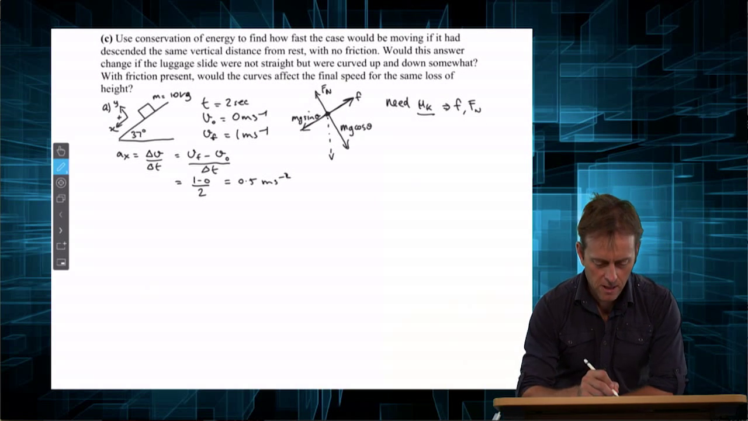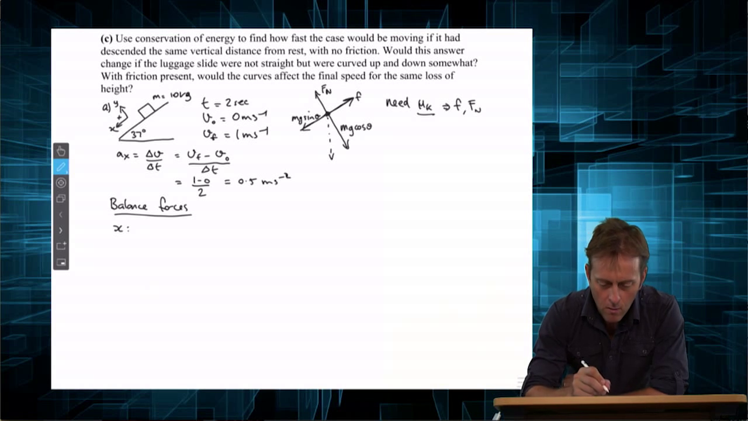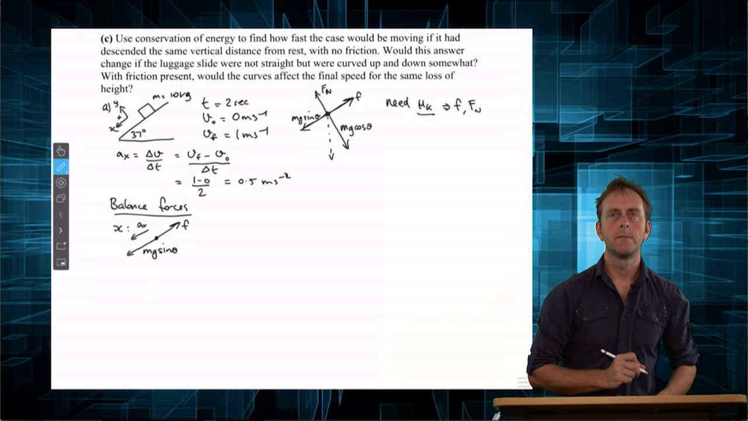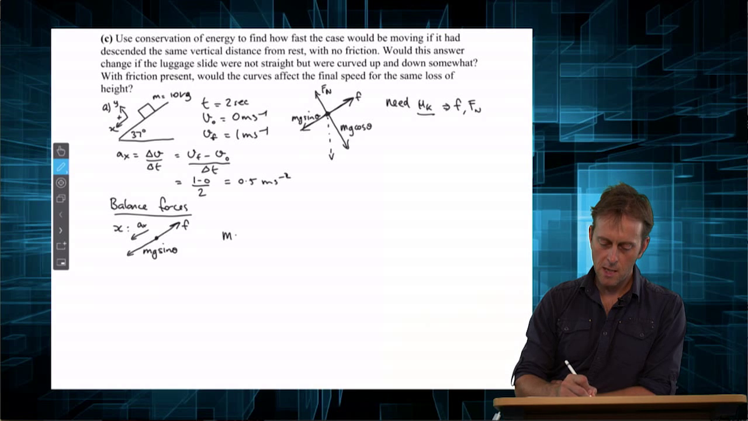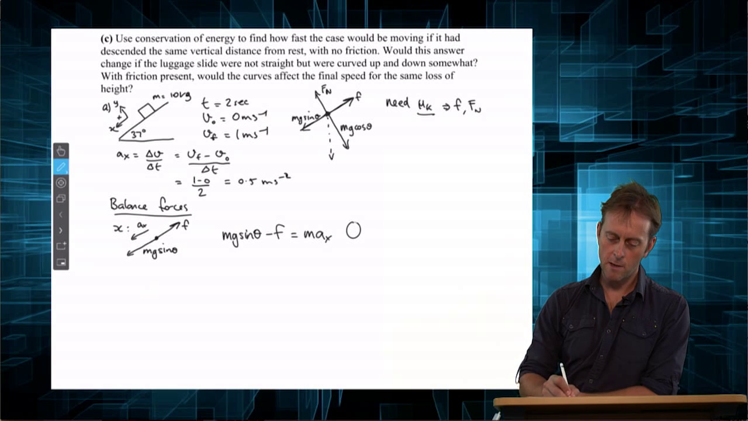Let's look in the x direction. So let's balance forces. Let's draw a force diagram in the x direction. We're going to have F acting back this way, and we're going to have mg sin theta acting that way, and that's going to give us an acceleration a_x down the plane. So we can get some equations out of that: mg sin theta minus F, because it's up the plane in the negative direction, equals mass times acceleration in the x direction. That's our equation 1.